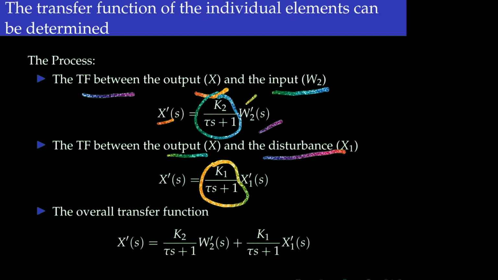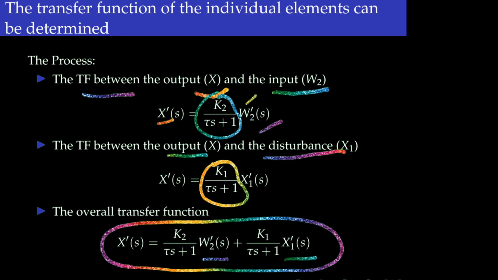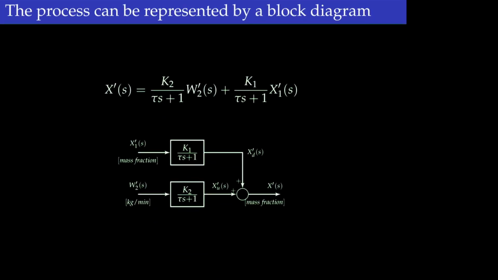Okay, now we see that this xs, or the output, which is the composition of the outlet stream, is affected by these two variables, x1s and w2s. Now when it is affected by two variables, the overall relation can be represented by simply this formulation of an equation. Now in the block diagram representation, this can be represented by this process. So we have x1, which is the disturbance coming in, going through the corresponding transfer function, and then w2, which is the input, going through another transfer function, and when the two effects are added together, that gives the output variable, which is xs for this case. Okay. Now this is the representation of the process.